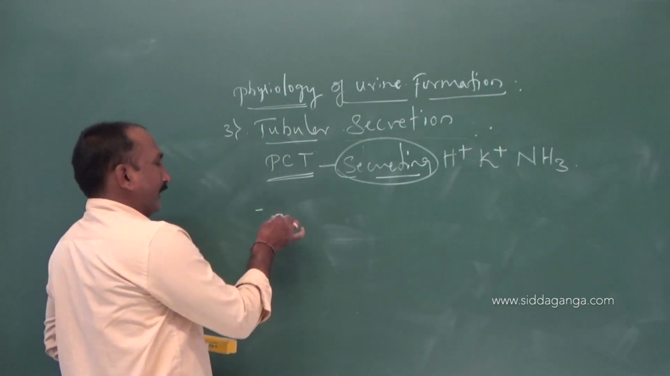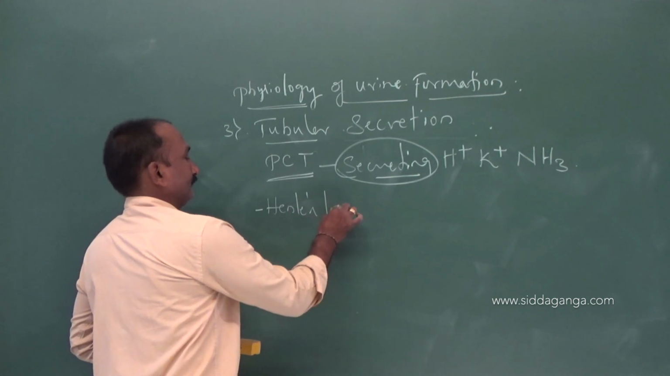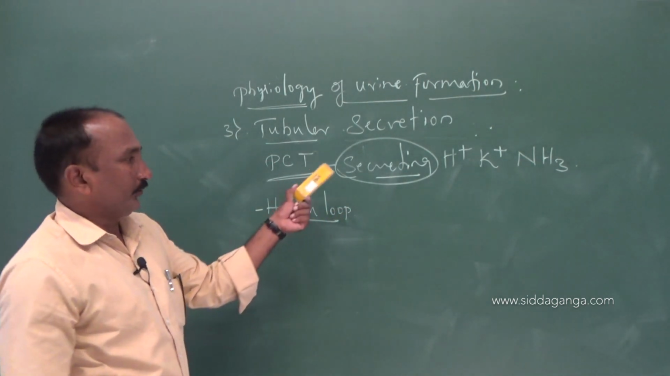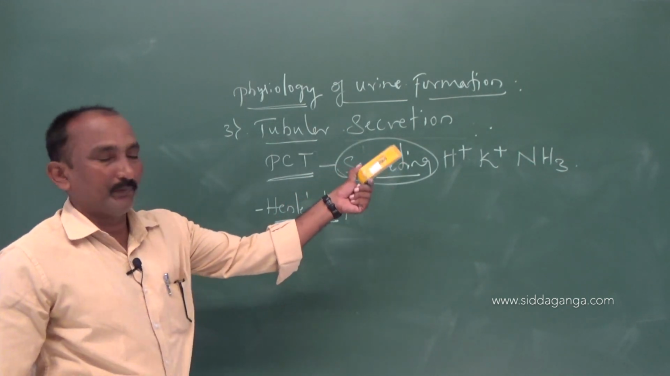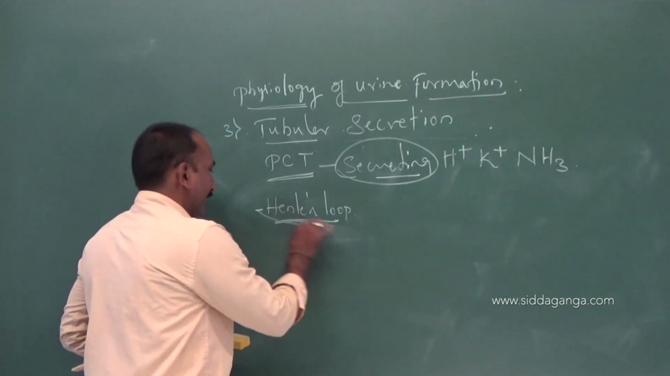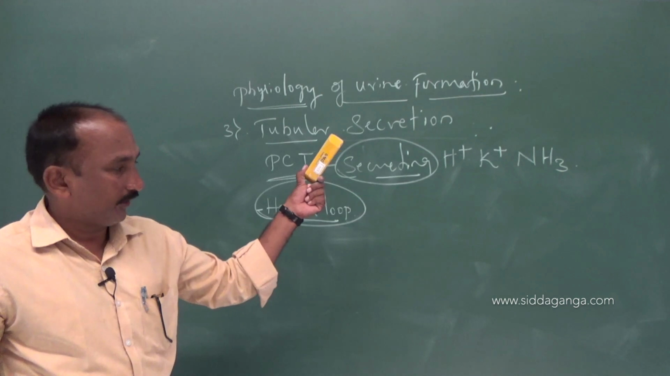Similarly, the loop of Henle is not involved in the secretion of H plus, K plus and ammonia. So it has little importance in tubular secretion.